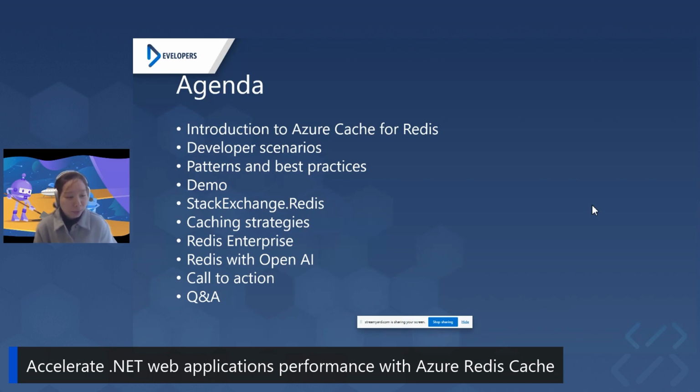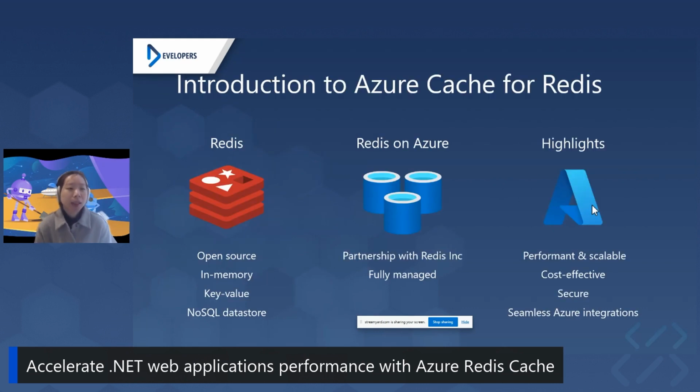And then we'll look into how Redis Enterprise offers various capabilities to enable the integration with machine learning and AI projects such as OpenAI. So what is Azure Redis Cache? Well, Redis is an open source project. It's essentially an in-memory key-value NoSQL database store, and the nature of it makes it very suitable for being a data cache, alongside a few other scenarios.